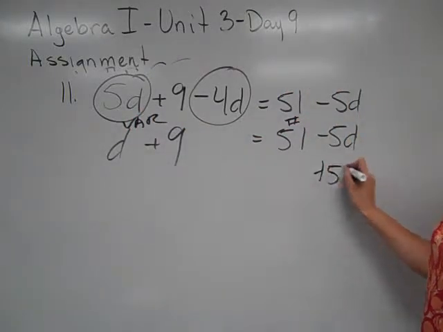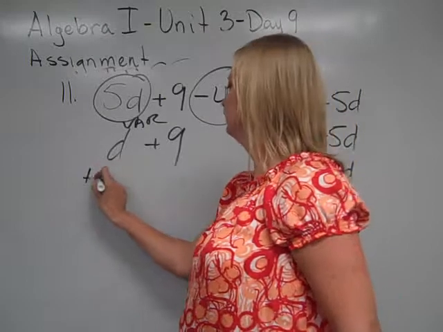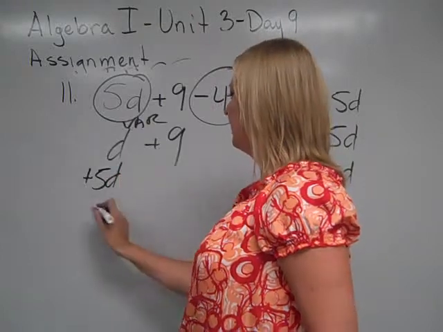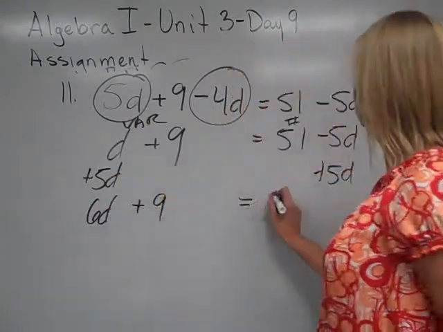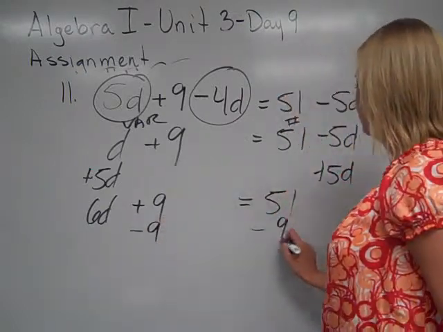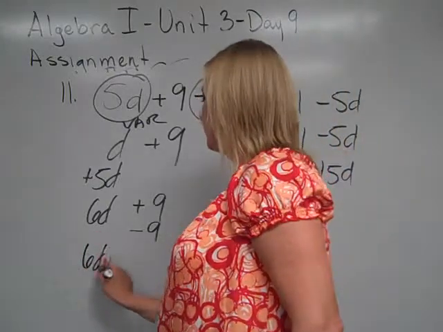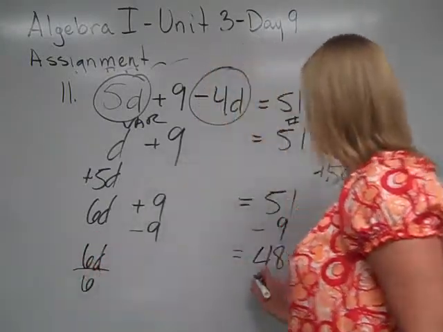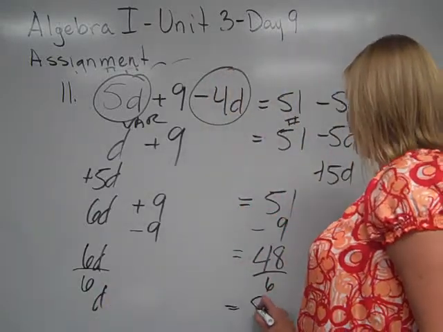Let's add 5d. So the opposite of minus 5d is plus 5d. d plus 5d is a total of 6d. Let's subtract 9 from both sides. I don't want to know about 6 groups of d, I want 1d. So then d is equal to 8.